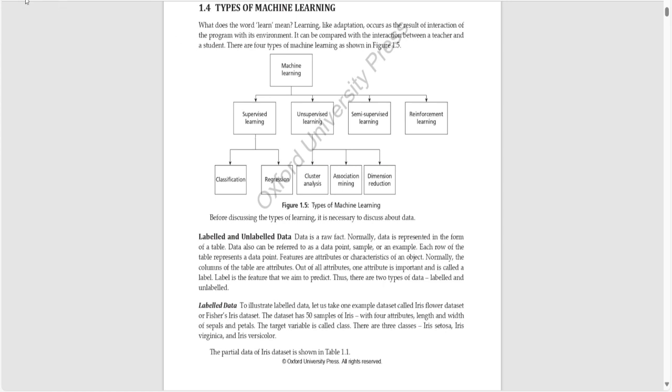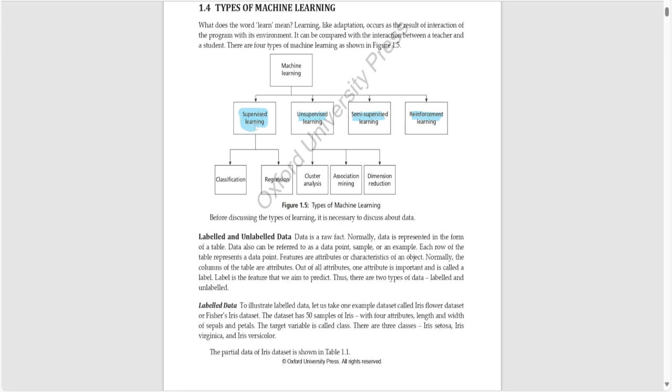So, what are the types of machine learning? Machine learning is divided into four types: supervised learning, unsupervised learning, semi-supervised learning, and reinforcement learning. We'll see all these learning types one by one. First, we'll go to supervised learning.